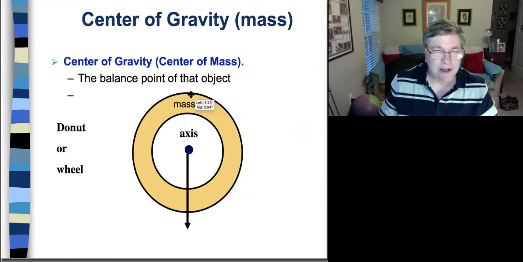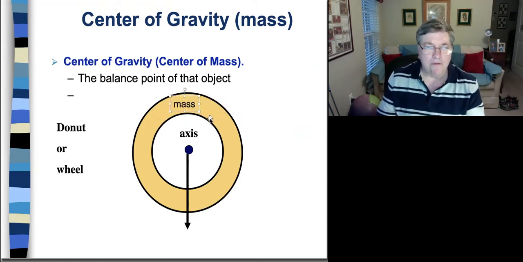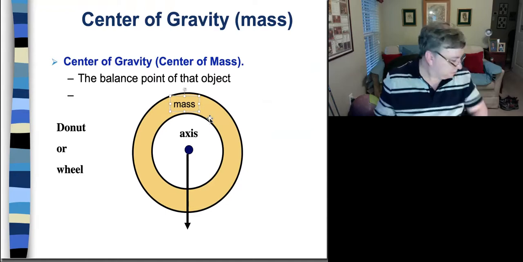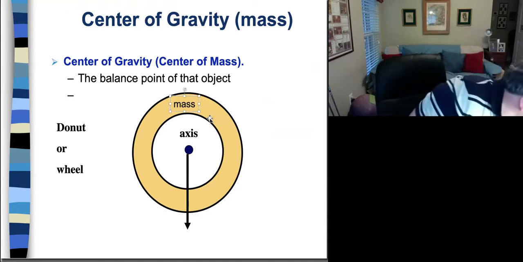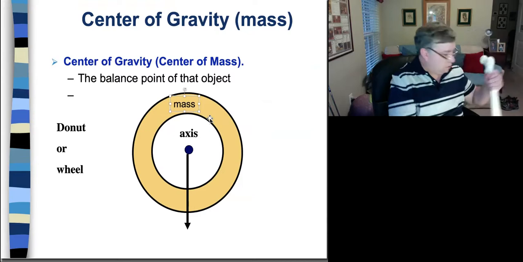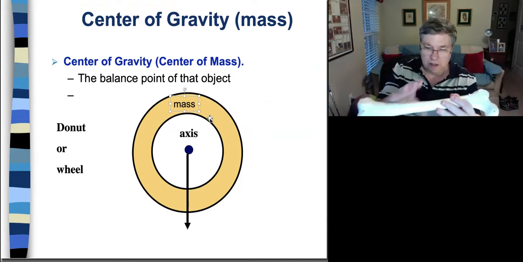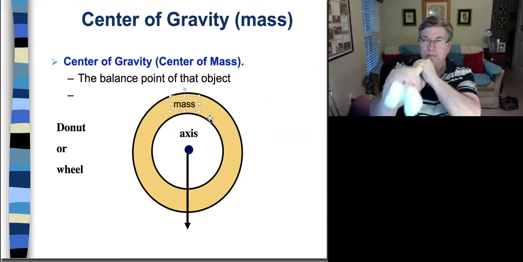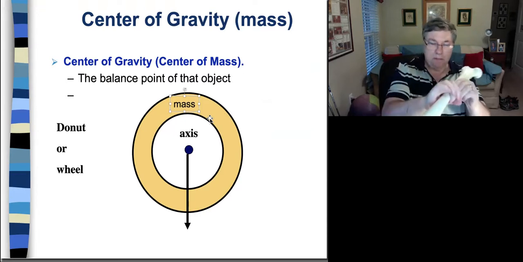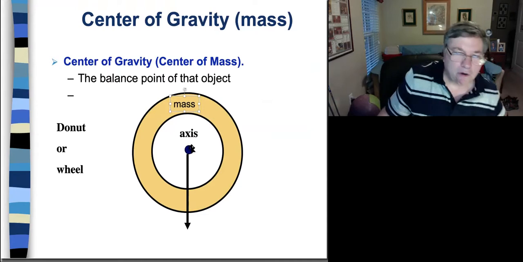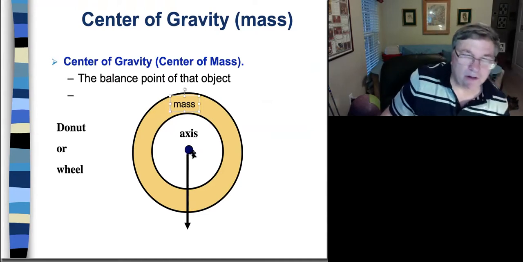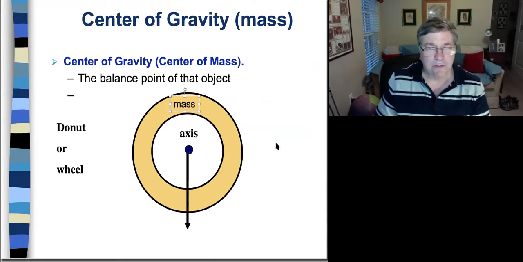Throw that right in there. So if you think about, again, kind of a donut or a wheel, or another example would be a long bone. If we basically cut this long bone in half and look down the barrel of the bone, most of the mass would be distributed far away from the middle. We'll call that the axis of rotation for the bone.